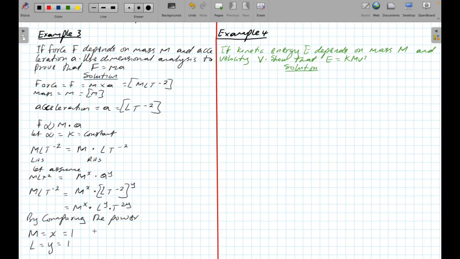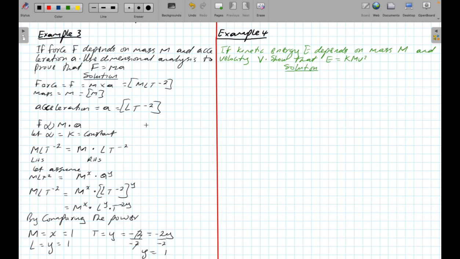Now the power of t on the left hand side is minus 2, and on the right hand side it is also equal to minus 2y. So if we divide both sides by minus 2, y will be equal to 1. So this implies that y is equal to 1 for t.